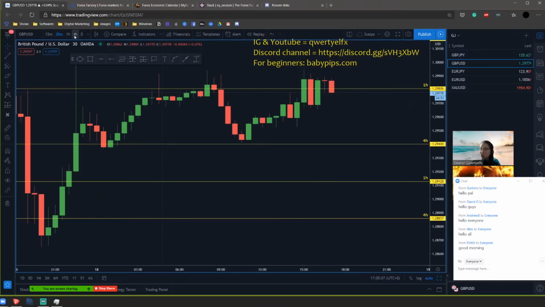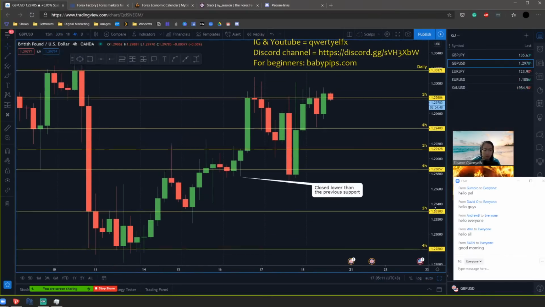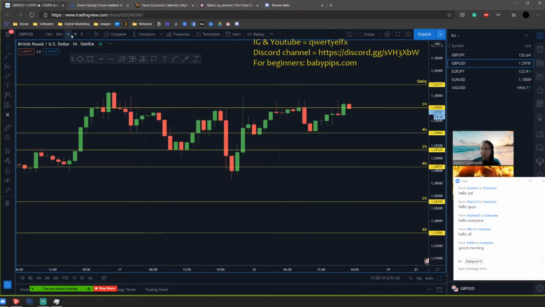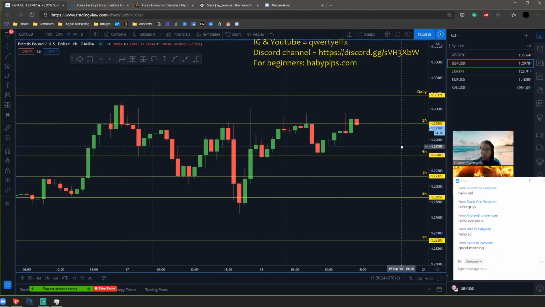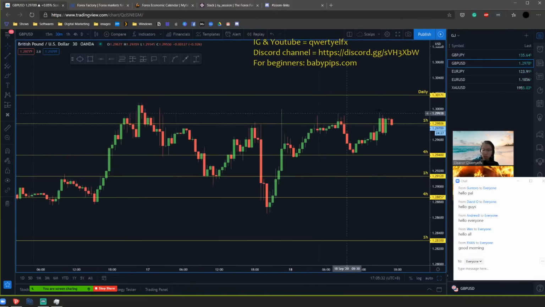Okay, so for GU, GU 4-hour close bullish above this 1 hour zone that I had. 1 hour also bullish, so GU looks a bit more likely for longs if we form support over here. So for GJ, the trend is still not very clear yet.